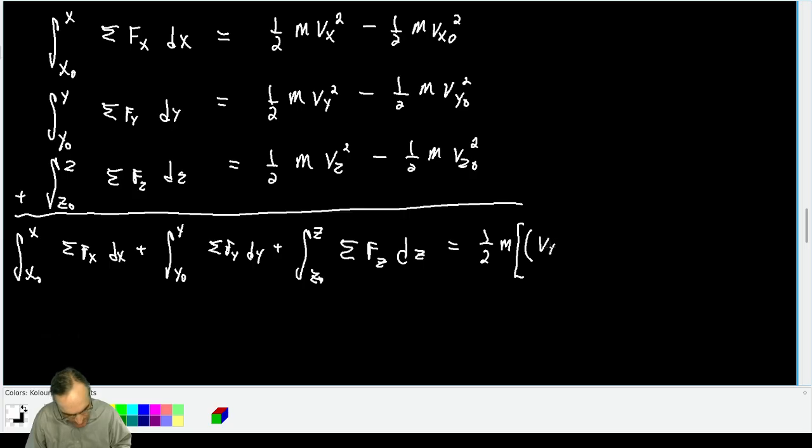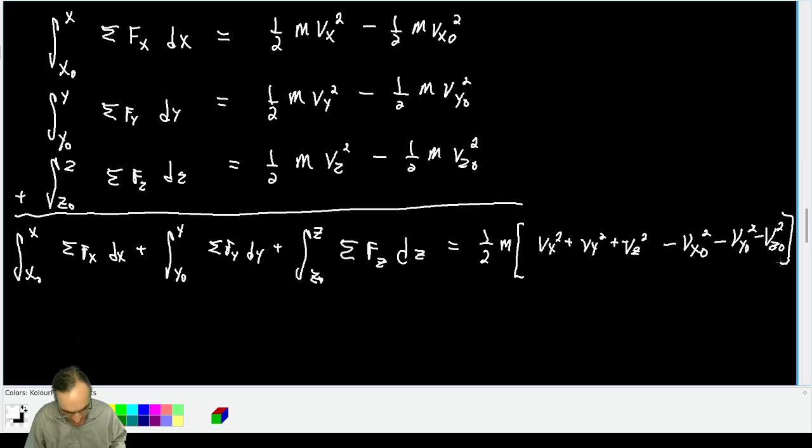We get vx squared plus vy squared plus vz squared minus vx0 squared minus vy0 squared minus vz0 squared. I didn't need the parenthesis. Sorry, let me repeat what I said. 1/2 m bracket vx squared plus vy squared plus vz squared minus vx0 squared minus vy0 squared minus vz0 squared, end bracket.